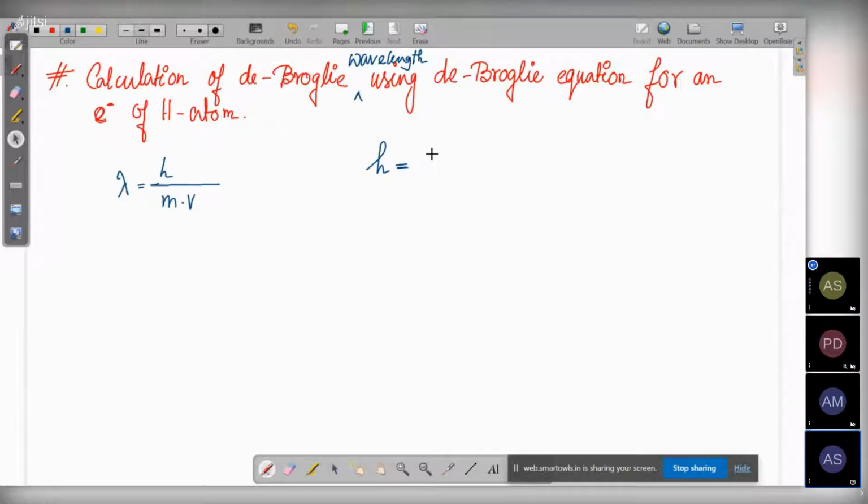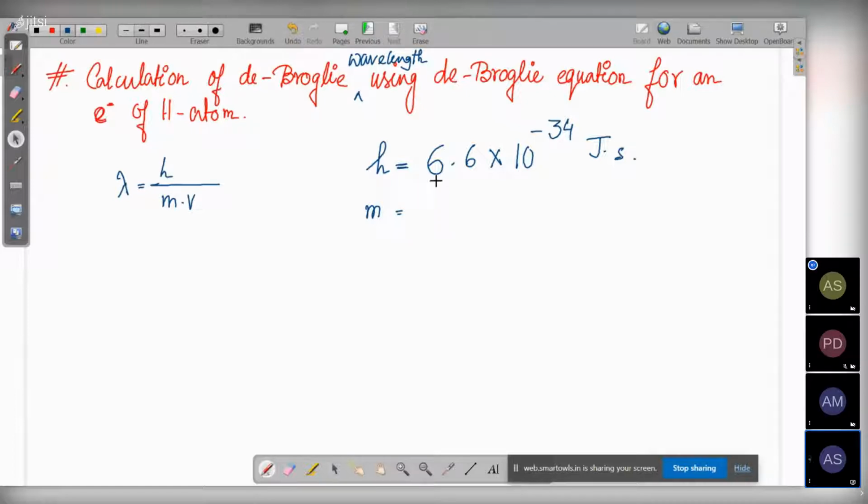6.6 into 10 to the power 37 joule per second. It's not correct. 6.6 into 10 to the power of minus 34, not 34. Minus 34. The value of Planck's constant is in joule second. Now what is the mass of the electron? What are you doing? We are doing it for an electron. So what is the mass of the electron?